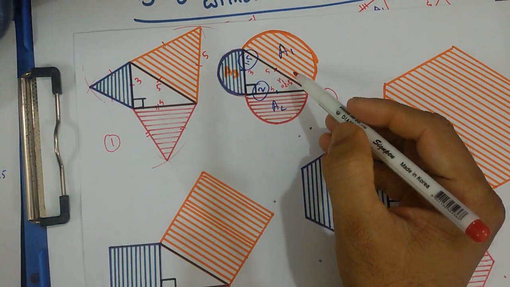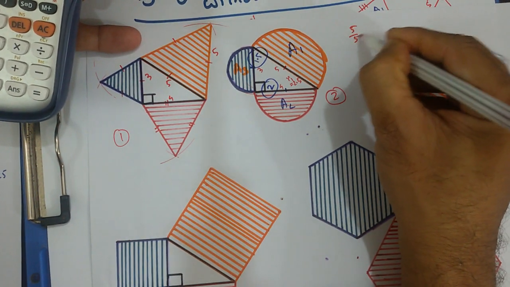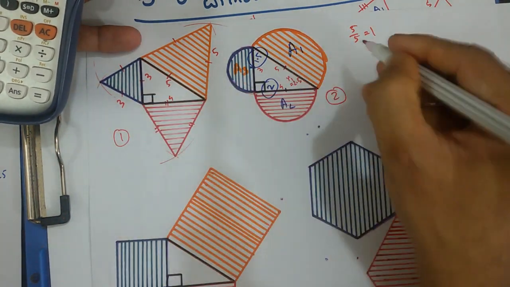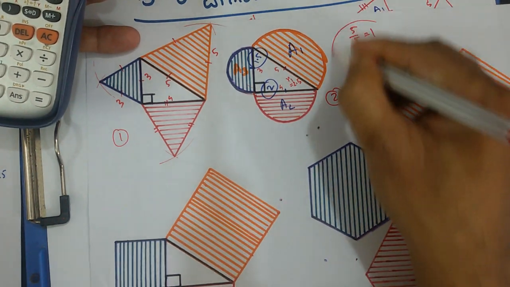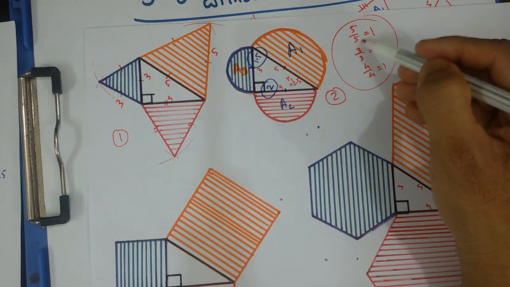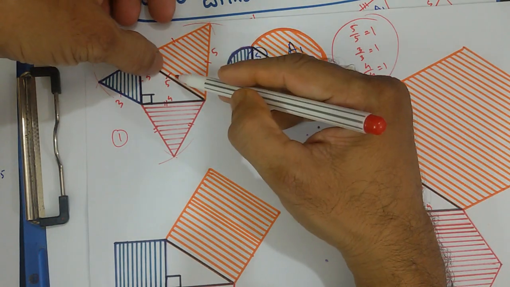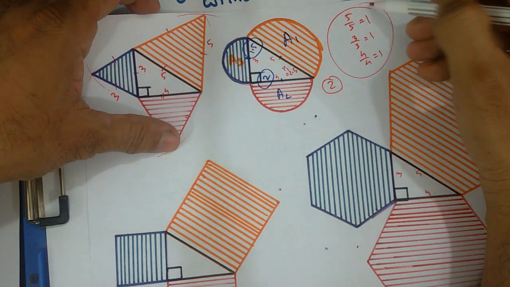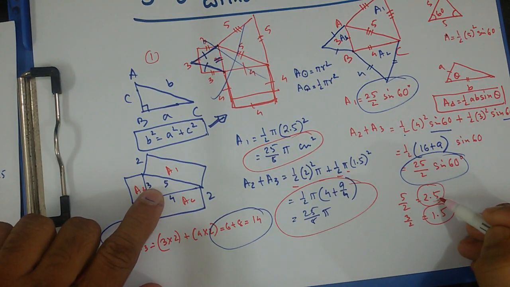The shape I have over here is, let's say, 5 divided by 5, which equals 1. Over here 3 divided by 3 equals 1. 4 divided by 4 equals 1. The corresponding sides are proportional. Opposite of this one, opposite of that one, they are equal. Okay, they are proportional.